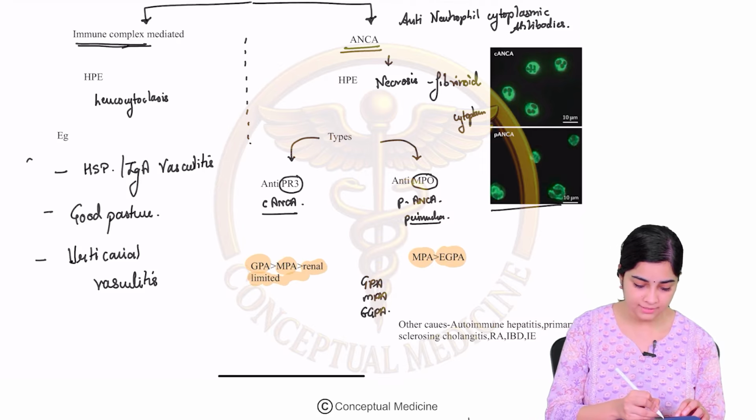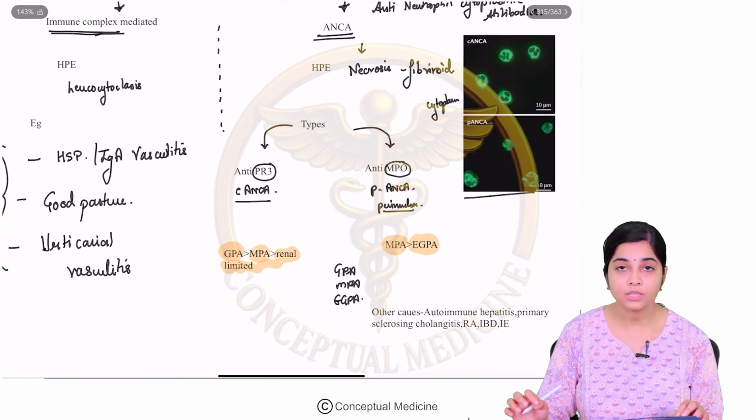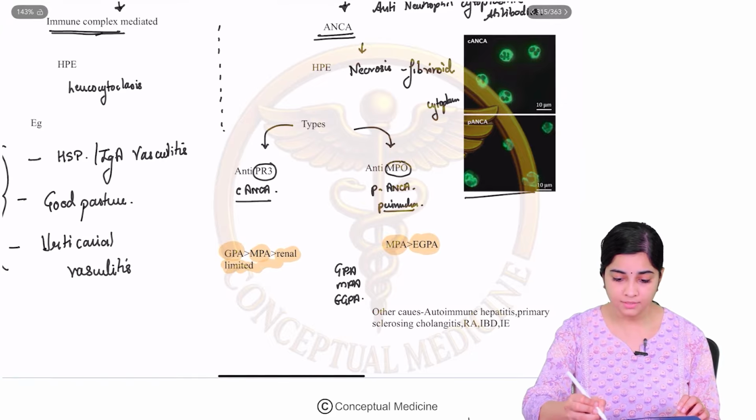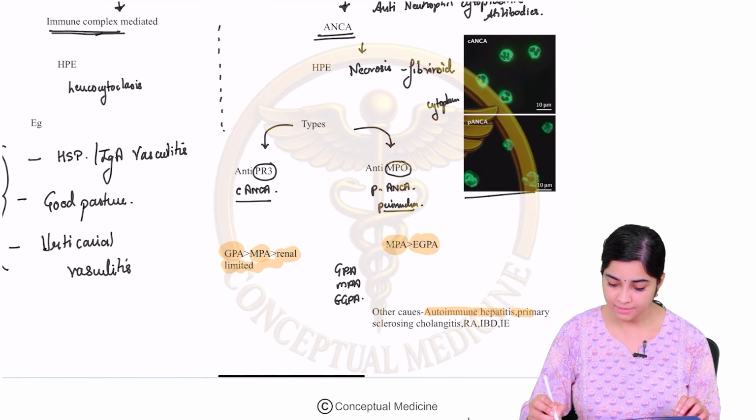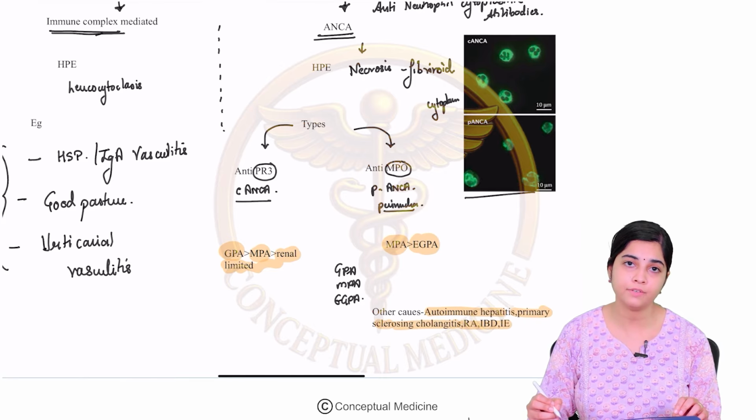Immune complex mediated vasculitis, these are the examples. The other causes where ANCA can be positive include autoimmune hepatitis, primary sclerosing cholangitis, rheumatoid arthritis, IBD, and infective endocarditis.